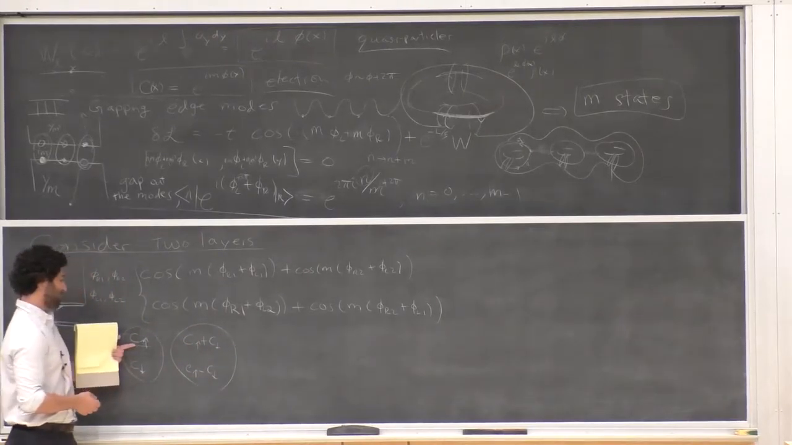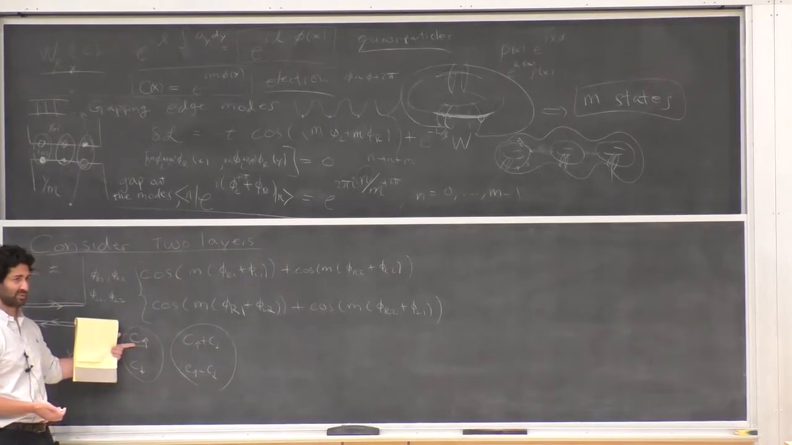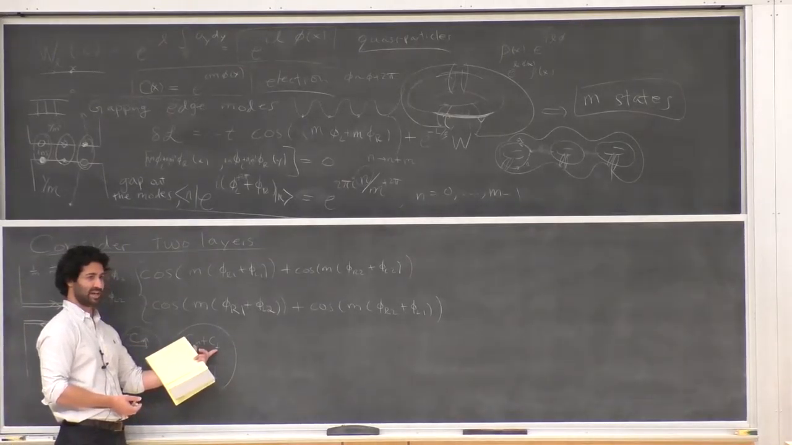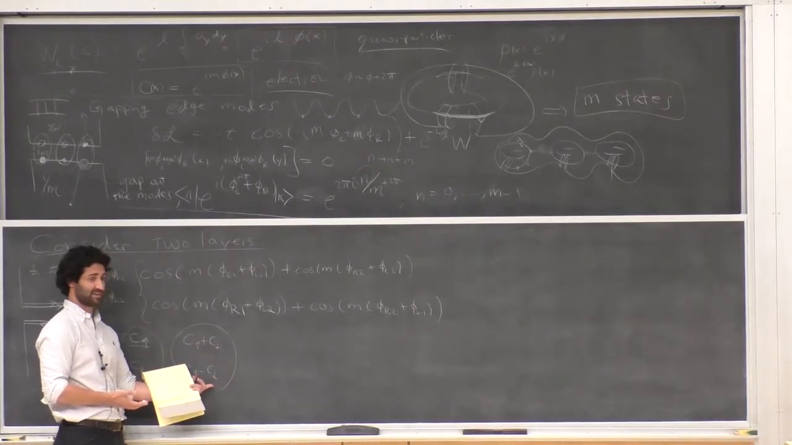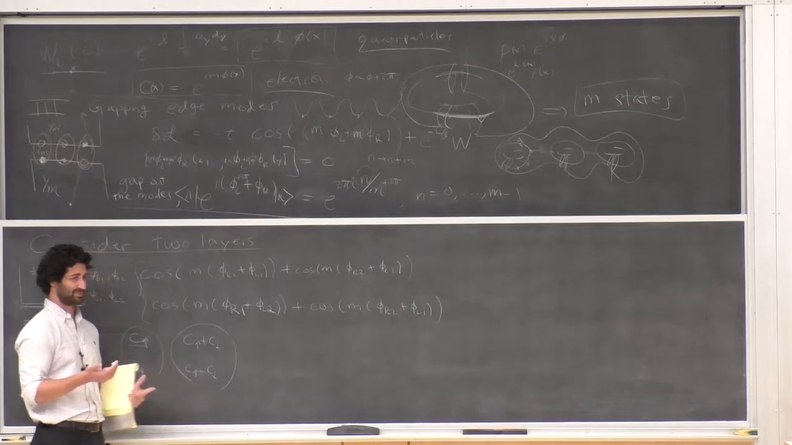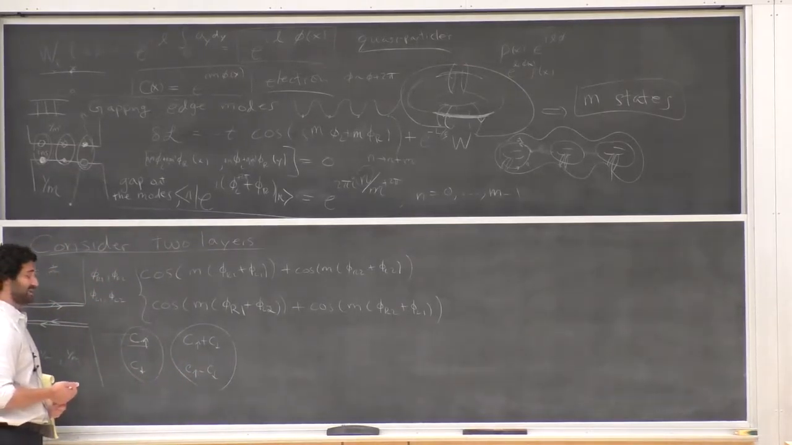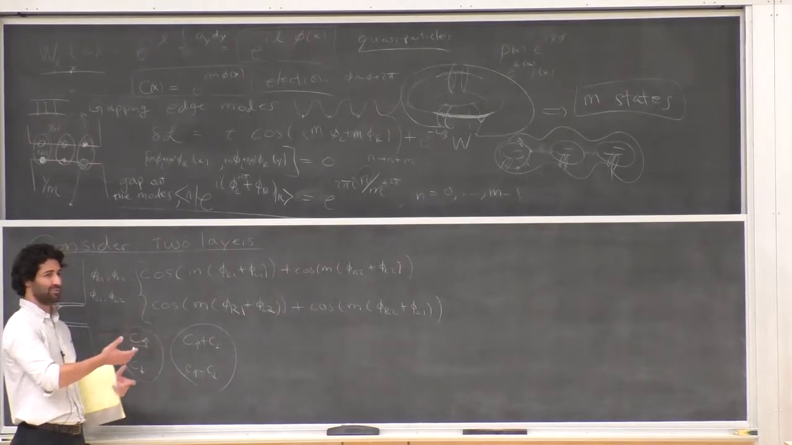However, if C up is in a 1 over m fractional quantum Hall state and C down is in a 1 over m fractional quantum Hall state, it's not the case that C up plus C down is in a single 1 over m fractional quantum Hall state and C up minus C down is in a single 1 over m fractional quantum Hall state. That's sort of the essence of the matter, one aspect of it.